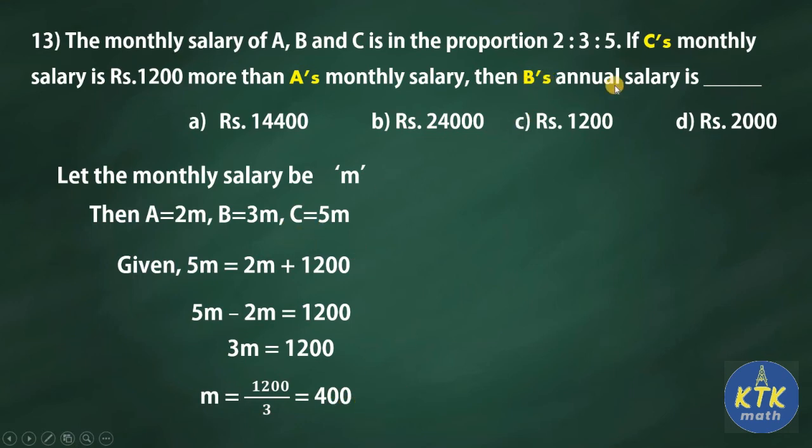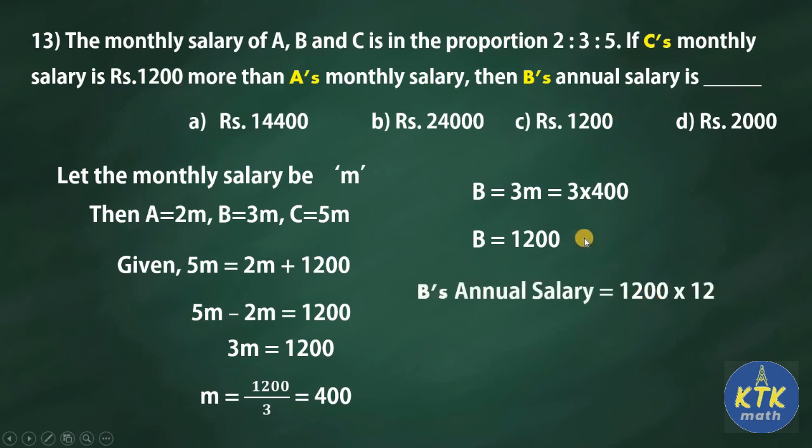So what is the question they gave? B's annual salary. What is B's ratio given? 3. So 3M. If 1M equals 400, what is 3M? That is 3 times 400. We got 1200. So shall we decide 1200 is the answer? No, because read the question again. B's annual salary. The variable we took, M, refers to monthly salary only. They are asking for annual salary.